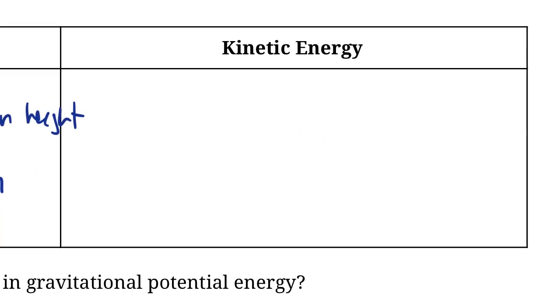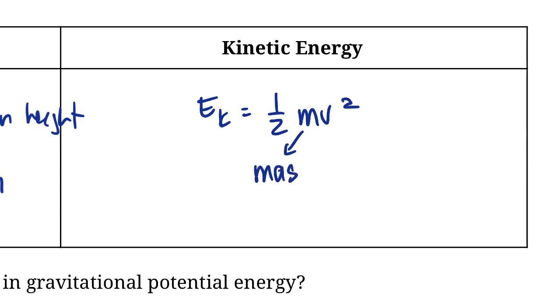Kinetic energy is just another equation, EK for kinetic energy. The equation for that is 1/2 mv squared. This one's pretty straightforward. It only considers the mass of the object and the speed of the object.